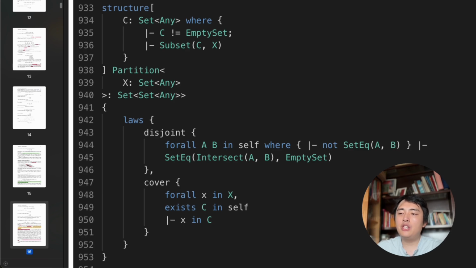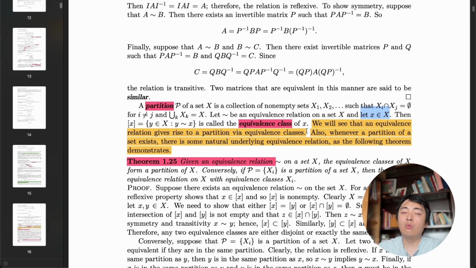So in Ternlang we model partition first. The container says that each cell C is non-empty, otherwise it would be trivial, and it is a subset of X. Then it introduces two laws on them. One is disjoint, which means there's no intersection, and the second is covering, which means the big union of all of these partition sets has to reproduce the original set.